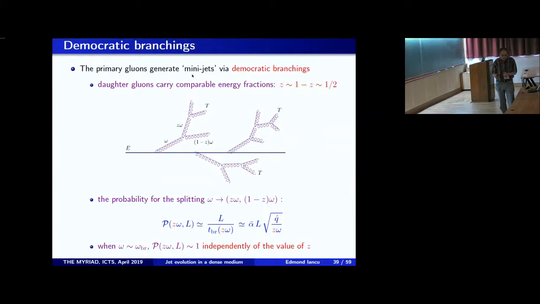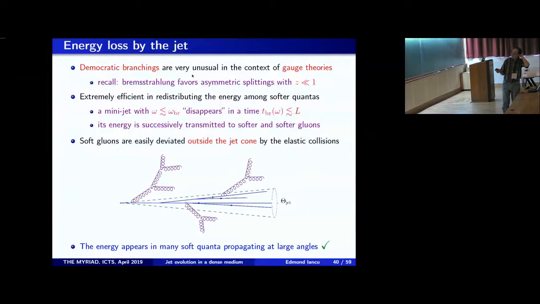So the democratic branching is very unusual in the context of gauge theories, as I just mentioned. And it is extremely important for the physics at hand because it is very efficient in redistributing the energy among softer quanta. All the energy of the first primary gluon here disappears into many quanta which are arbitrarily soft because this branching process iterates itself. And in a time of the order of the lifetime of the first gluon, the whole cascade disappears. And the energy is sent to arbitrarily soft gluons, which can go to arbitrarily large angles. So in this way, all the energy carried by the primary gluons ends up outside the jet cone at arbitrarily large angles, and it's lost.